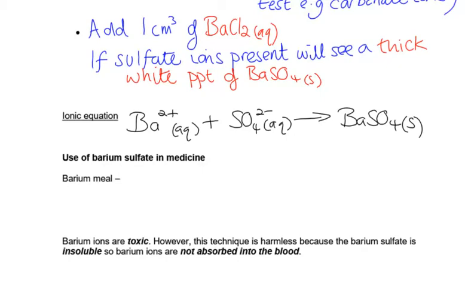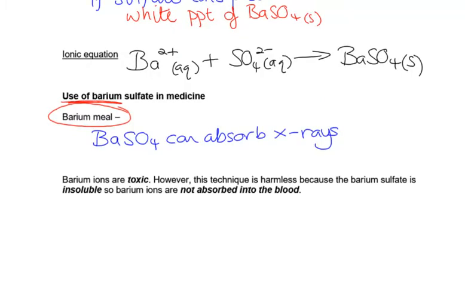Barium sulfate is very useful within medicine. It can be used as what we call a barium meal. The barium sulfate can absorb X-rays, which makes it much easier to take X-rays of your intestines. So it is used within medication. The barium ions themselves are very toxic, however, but it's a harmless technique when it's used with the barium sulfate, because the barium sulfate itself is insoluble, so it doesn't get absorbed by the body in any way.